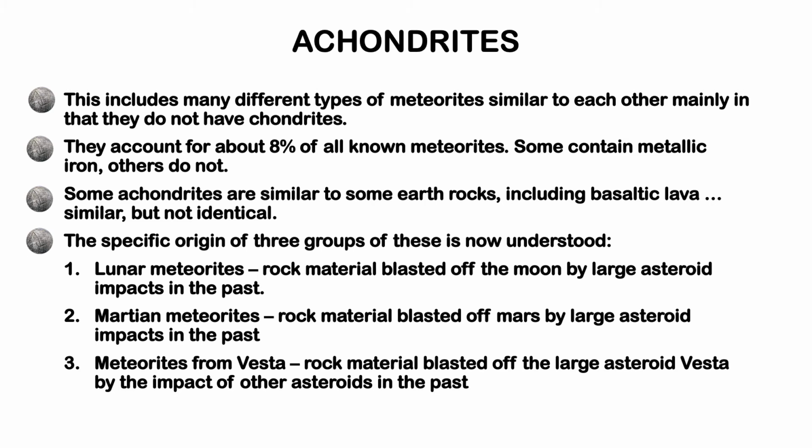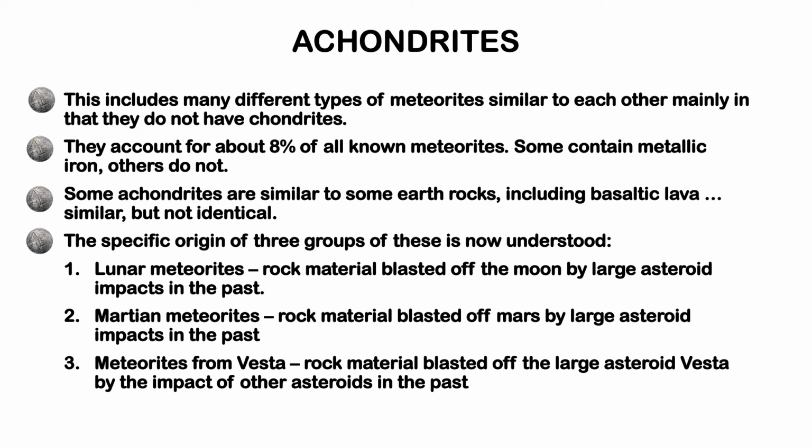Some achondrites are rather similar to some earth rocks, particularly the basaltic lava that we find in Iceland and Hawaii. Similar, but not identical. In fact, the basalt that we find in some achondrites is usually light in color rather than black. This is because of the chemical composition of another mineral, partly olivine and partly one called pyroxene, which again changes color depending on the ratio of iron and magnesium.